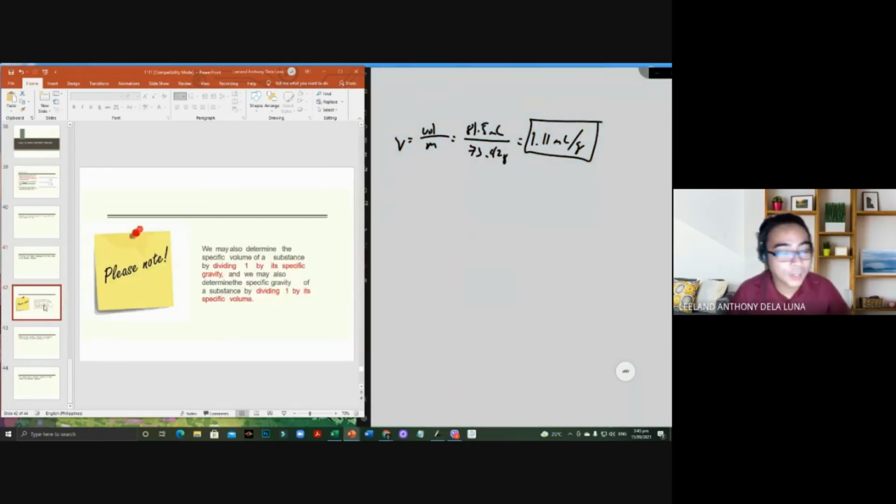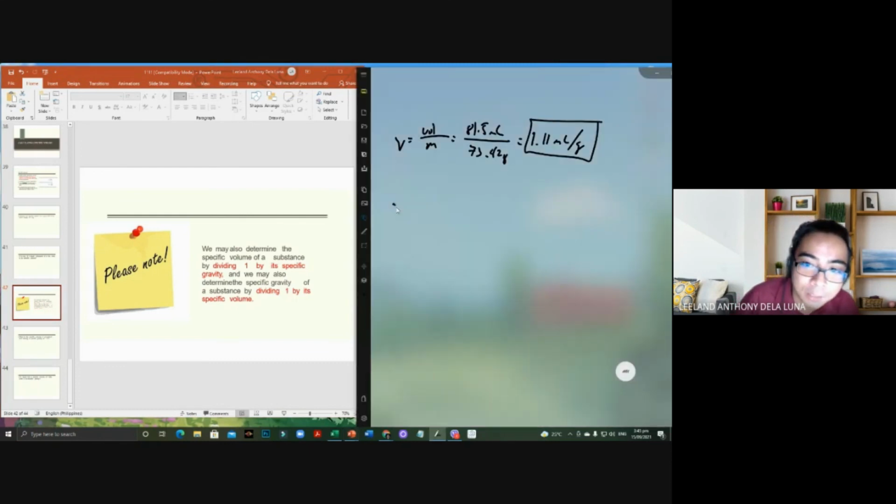Okay. So some things, class, that we need to take note of. You can actually determine the specific volume of a substance simply by dividing one by its specific gravity, and vice versa. Okay, so halimbawa, class, binigyan kayo ng specific gravity. Tapos ang tanong is, compute for specific volume. For you to do that, class, is just simply dividing 1 by the specific gravity. So if you want specific volume, that's just 1 divided by specific gravity. Or, if you want specific gravity, that's just 1 divided by your specific volume.